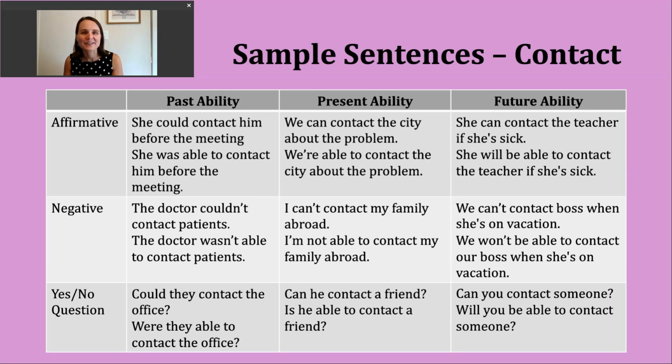So our two examples. Can you contact someone? Will you be able to contact someone? Right? So we don't know what the maybe set of circumstances are here, but we're asking about someone's ability in the future to communicate, to contact. So all of these sentences and examples here really tie back to that first definition. That is certainly a more common way to use contact.